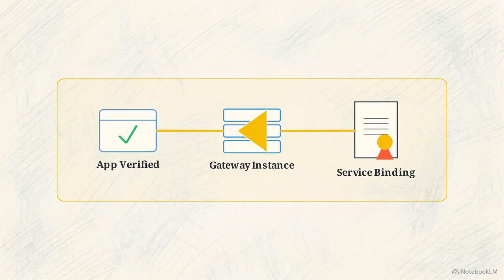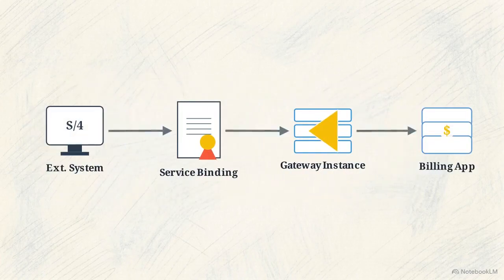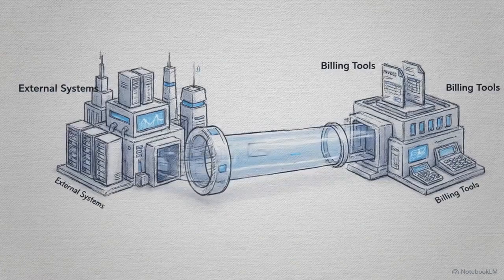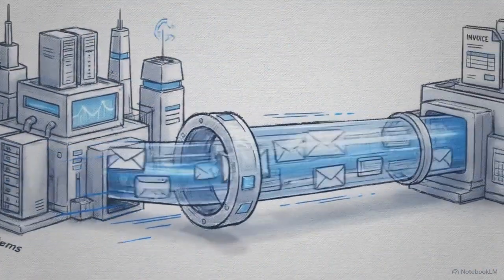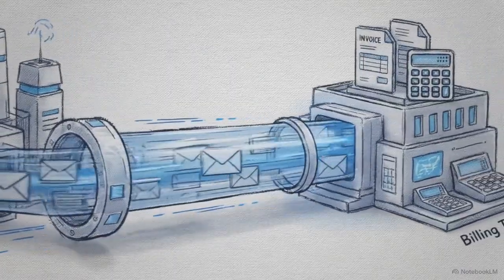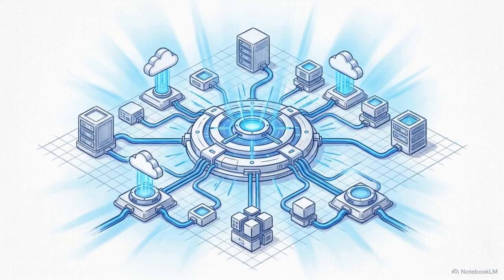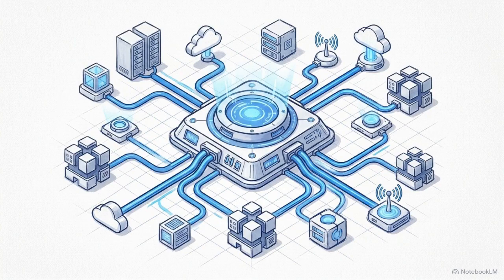From this point forward, when your external system communicates, it presents that specific certificate to the BTP service binding to initiate a handshake. The binding authenticates the request through the gateway instance, granting access to the billing app APIs based on your predefined scopes. This establishes a reliable flow of operational data back and forth between your external business systems and your billing tools. By completing this configuration, your BTP subaccount is fully equipped to serve as the secure, integrated hub for your enterprise billing operations.